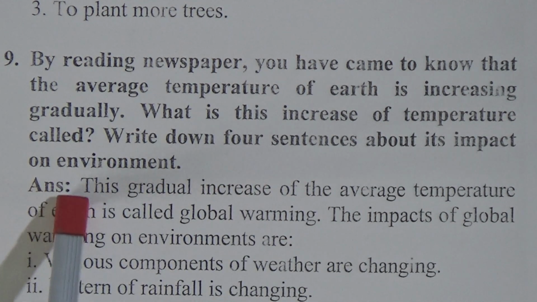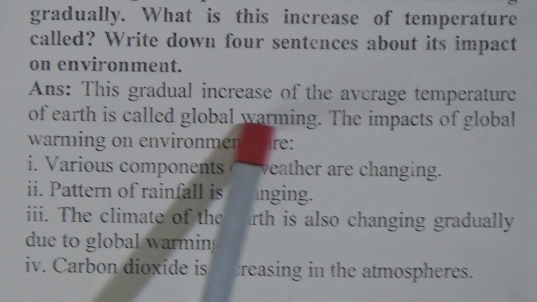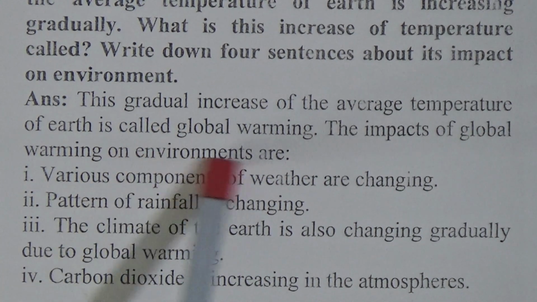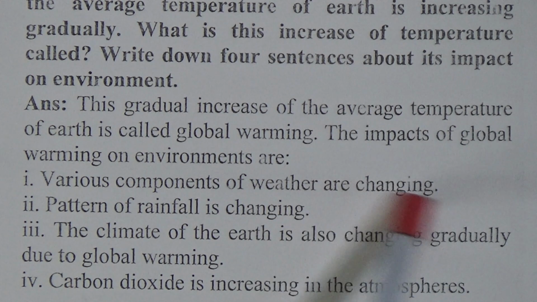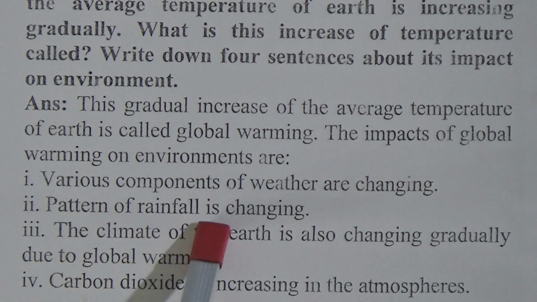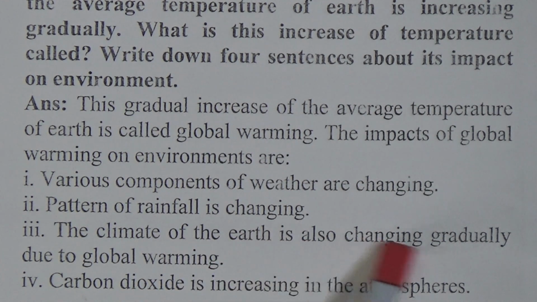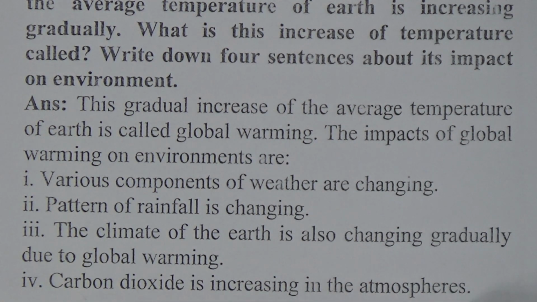The answer of the question is, the gradual increase of average temperature of the Earth is called global warming. The impacts of global warming on environment are: first one, various components of weather are changing. Second one, pattern of rainfall is changing. Third one, the climate of the earth is also changing gradually due to global warming. And fourth one, carbon dioxide is increasing in the atmosphere.